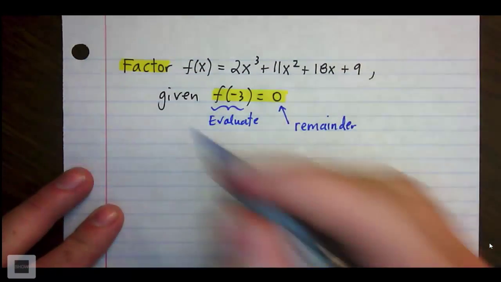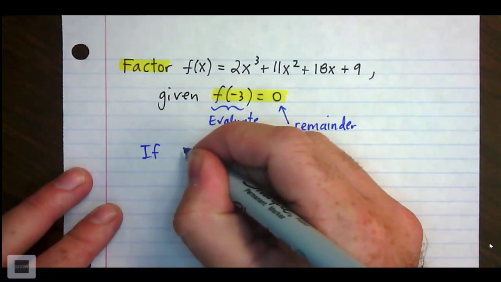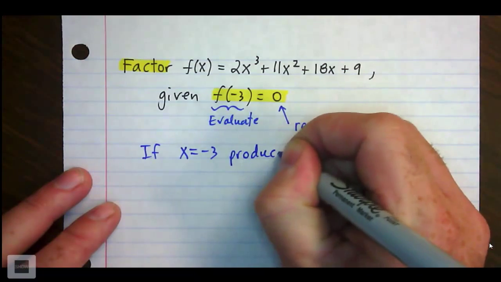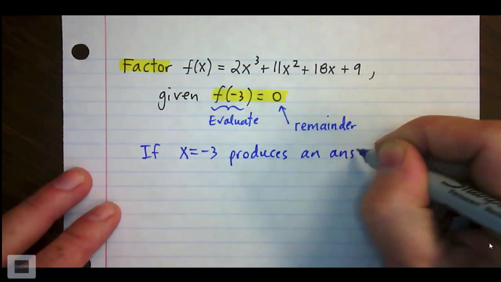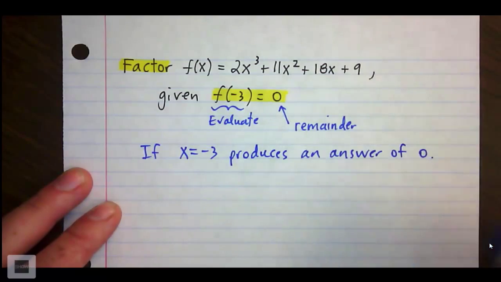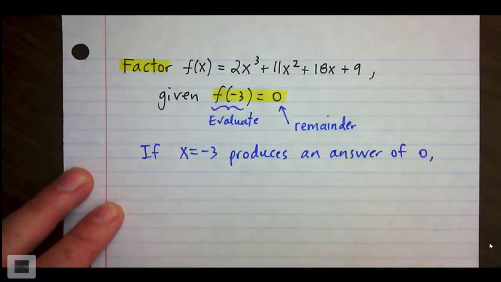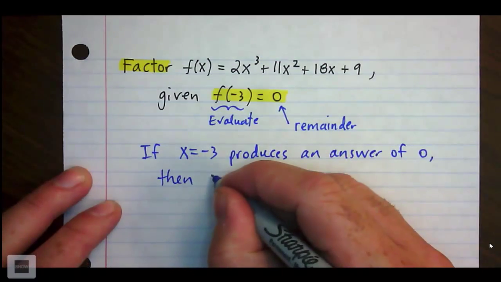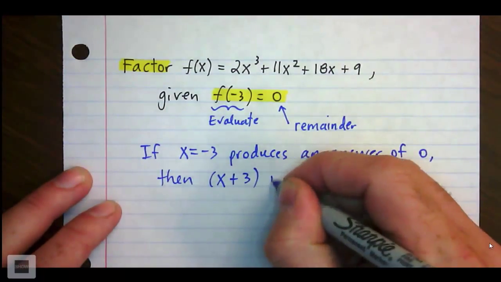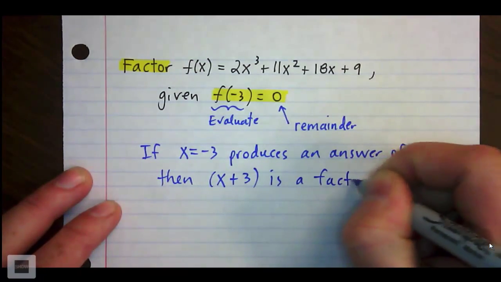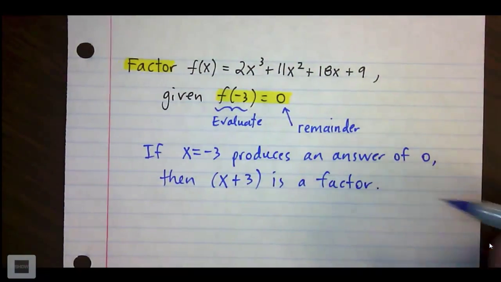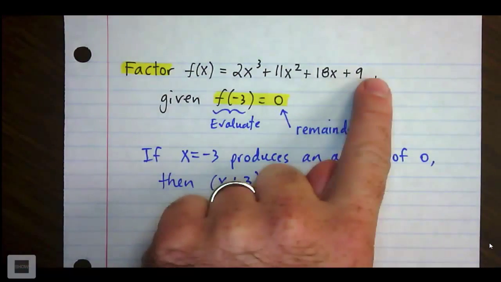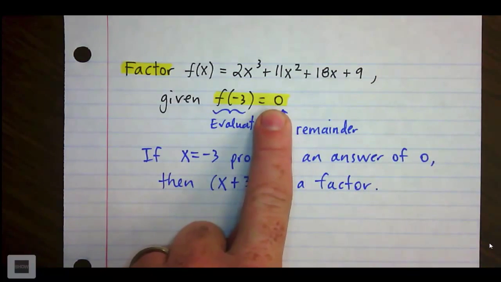So that means if x equals negative 3 produces an answer of 0, then that must mean x plus 3 is a factor. Okay, but that's not what it's asking us to do. The question said, I want to factor this polynomial, but you know this piece of information.